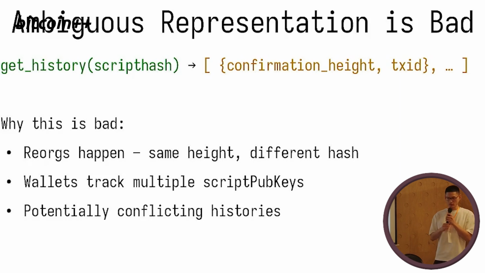Another example is if you want to connect to multiple Electrum nodes and you send your script pubkeys to these different Electrum nodes for histories. And the same problem arises because different nodes might have different views on the network. They have different tip hashes that are conflicting. And then again, your wallet will have a history of transactions which is ambiguous.